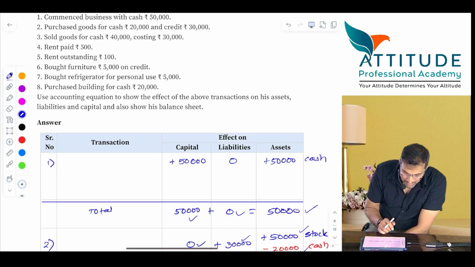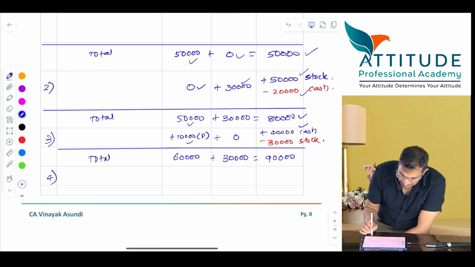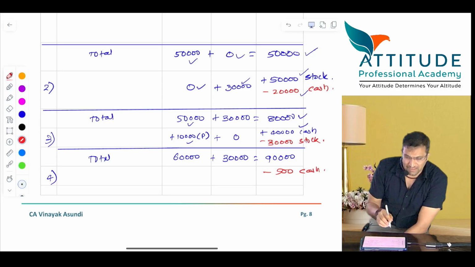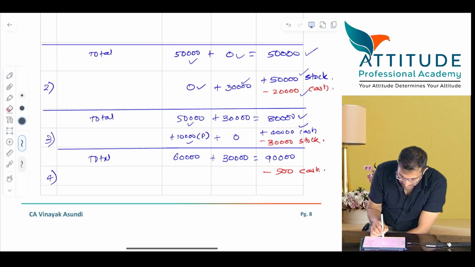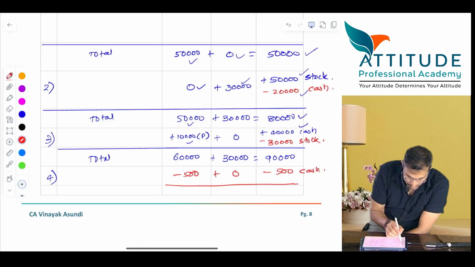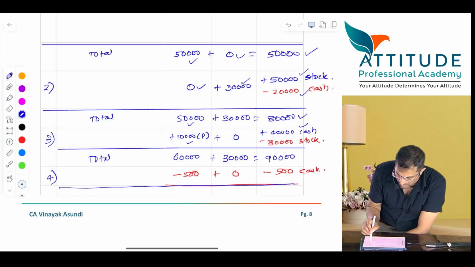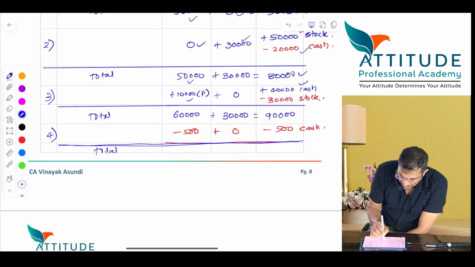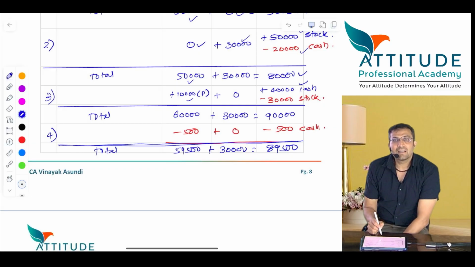Fourth, tell me. Rent paid क्या आता है बोलो? Rent paid. How much? Minus 500 cash. And rent is an expense. If expense increases, capital reduces. Minus 500. This is nil. Correct? Total. बोलो. Total tell me. 59,500 plus 30,000 should be equal to 89,500. बराबर है? Are you getting it now?